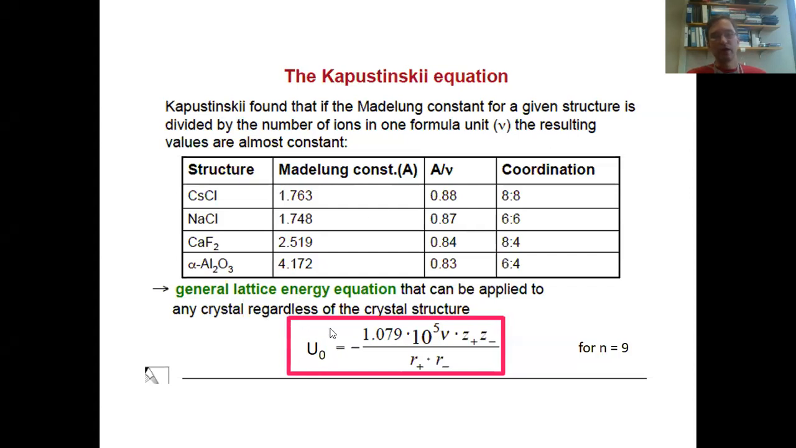According to the Kapustinski equation, the lattice energy is just a constant times the number of ions in the formula unit times the charge of these ions over their distance. Okay, so the Kapustinski equation has many applications, and I would like to discuss a few of these applications in the following.